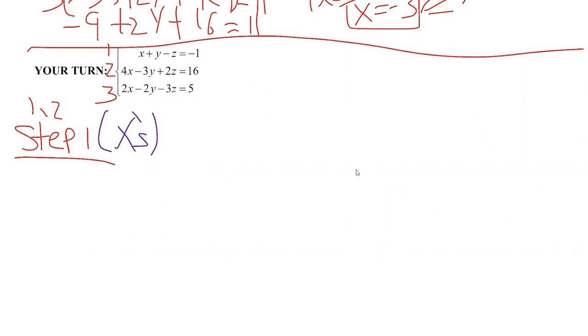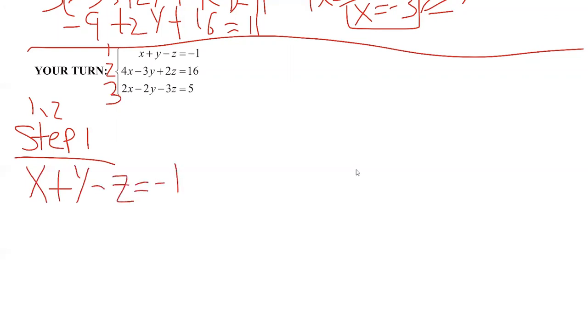So the first thing we do is, like I said, I number my equations like 1, 2, and 3, and you're going to pick any of your equations. So I just picked the first and second equation. So I'm going to copy those down. So x plus y minus z equals -1. 4x minus 3y plus 2z equals 16.